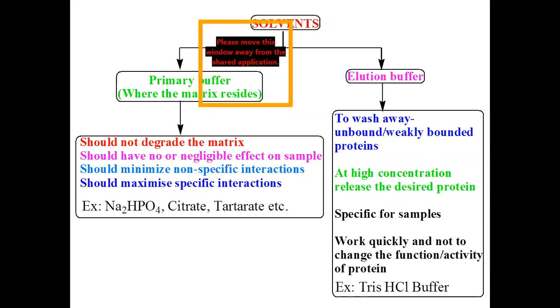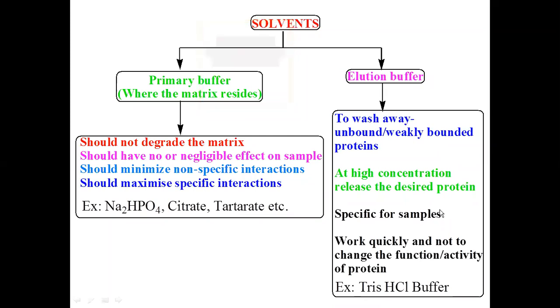So we cannot use tartrate buffer for all those samples. We cannot use Tris hydrochloride for all those buffers. We cannot use ammonium phosphate for all those samples. So these buffers are specific, and they work quickly without changing the function or activity of the protein. Even after the separation process, the property of the protein should not be changed. Say, for example, Tris hydrochloride buffer.